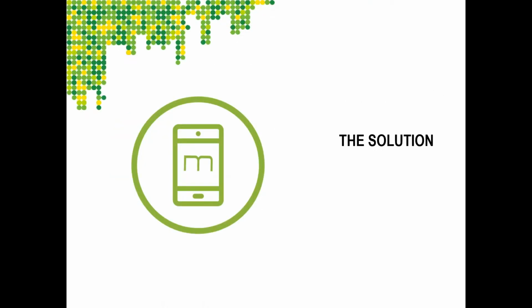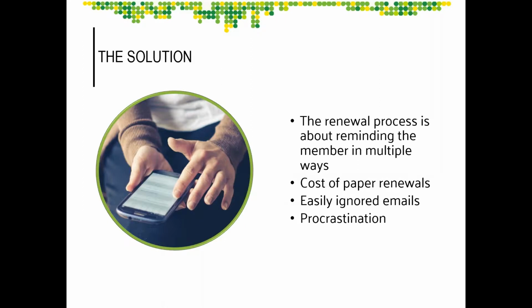So let's talk about the solution. We know that during the renewal process, you need to remind your members multiple times in multiple ways that they're due for renewal. The cost of paper renewals keeps going up and up. Plus, if your membership is moving as frequently as millennials are, you're going to see that cost rise in returned mail. With as many emails as we're getting every day, they're becoming more and more easily ignored. And let's face it, everybody procrastinates. I'm definitely one of those. So how easy would it be just to be able to renew by receiving an alert on your phone?